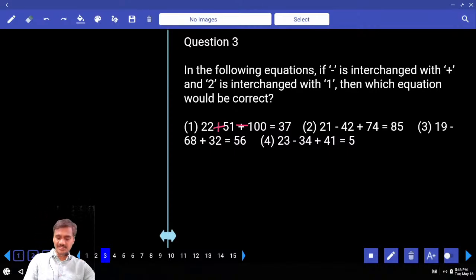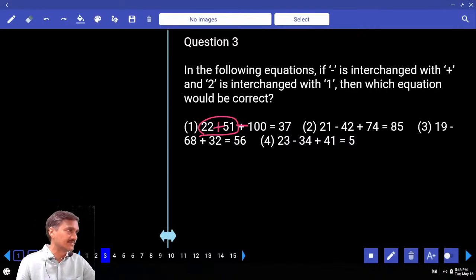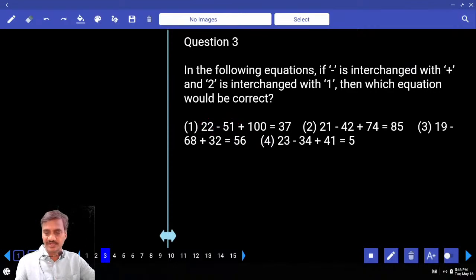Are you getting the answer here? Now 2 and 1 are interchanging, then which 2 must be interchanged here? Now here 22 plus 51 and minus 100, it cannot be 37. Then coming to choice 2 here, now in choice 2, 21 and 42. Now 2 and 1 are interchanging. Now if 2 is interchanged with 1, now can you write this number as 12?